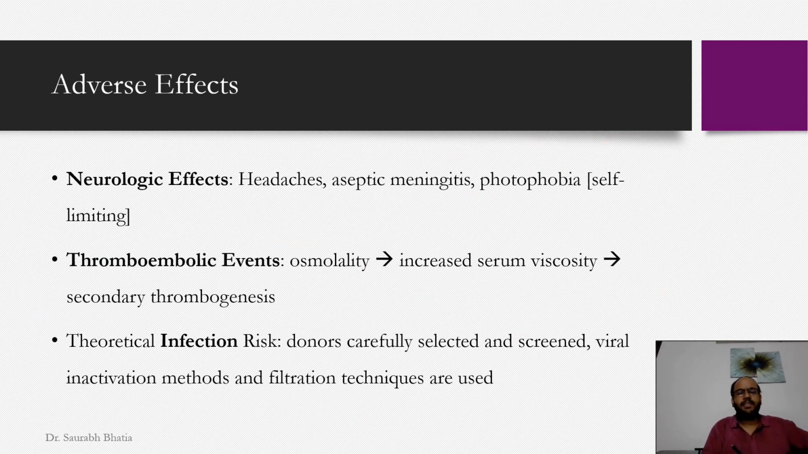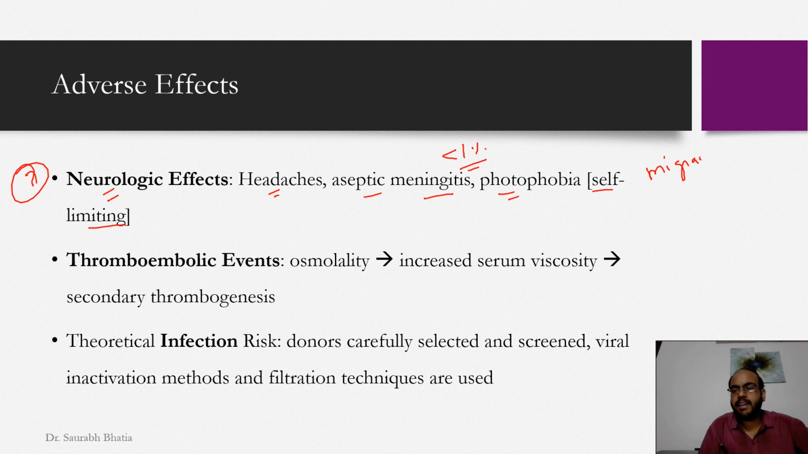Remember, any side effect with the infusion, slow the rate or even stop the infusion altogether. So we have the neurological effects like headaches, aseptic meningitis have been reported, I think, in around 1% of patients. Photophobia, these are all self-limiting. And people who have migraines might have more chances of headaches and aseptic meningitis. Okay, so it has been mentioned in one article, so I'm mentioning here.